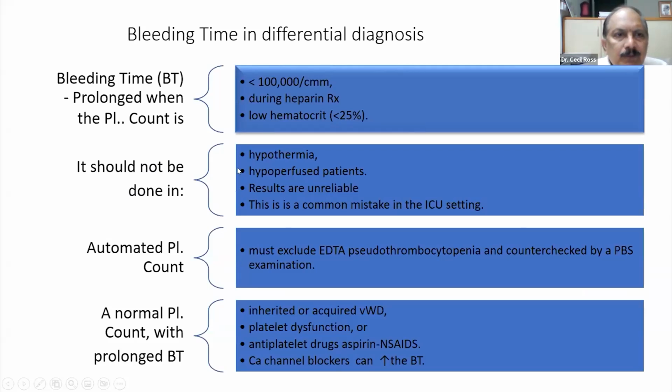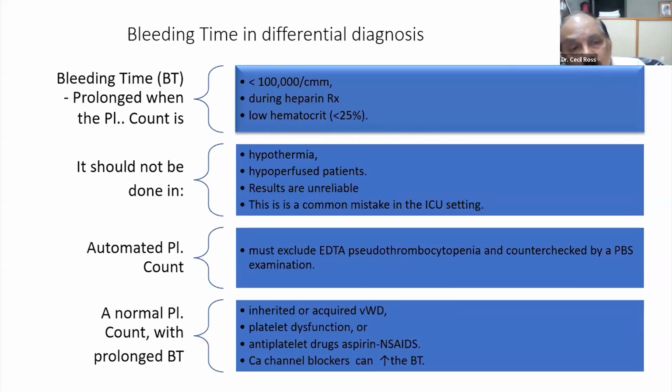So normally, when you have a bleeding time, and this I think is important because normally now many people don't do bleeding time, but I think it is very important to do because it gives a lot of information. Bleeding time will be prolonged when the platelet count is less than a lakh, or sometimes during heparin therapy, or when the hematocrit is very low, like hemoglobin 5, 6, 7, that kind of HB, 20, 25 hematocrit. It should not be done in an ICU setting where hypothermia or hypoperfusion is there. The results are unreliable, and this is common in the ICU setting. So you should not do bleeding time in that setup.